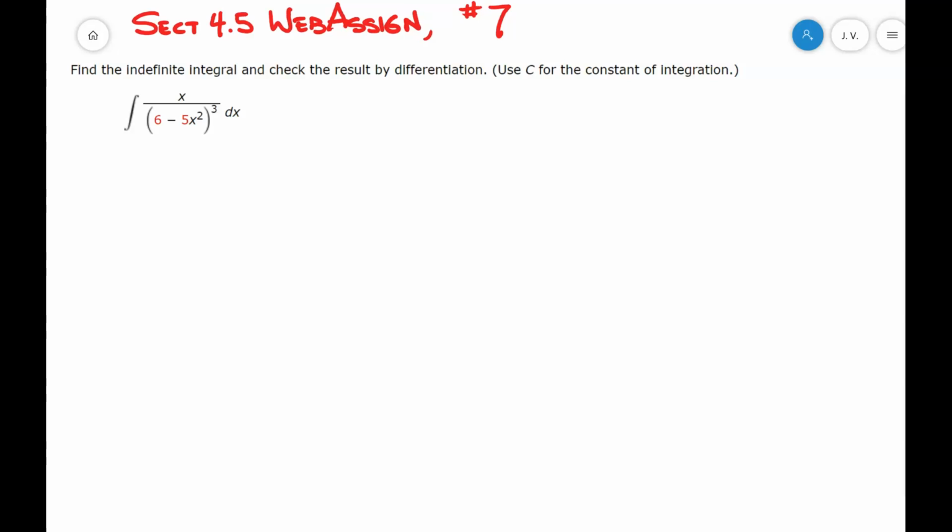Folks, I have a little bonus for you here. I'm going to do some WebAssign problems for you, some of those that I think you might struggle with. This is from section 4.5, which is our unit on integration by substitution. And this is problem number 7 from WebAssign.